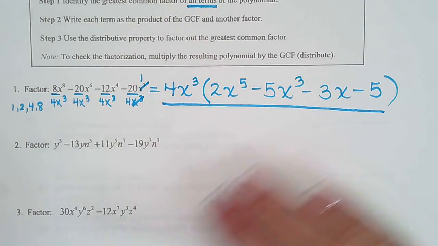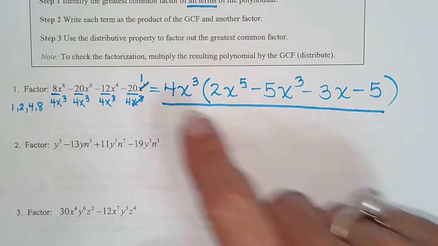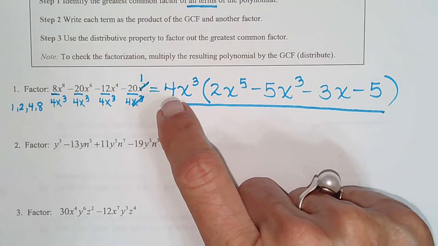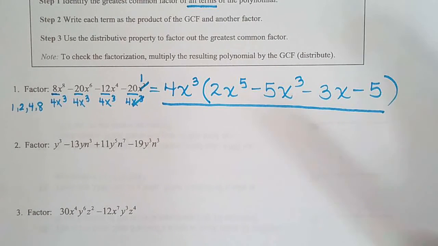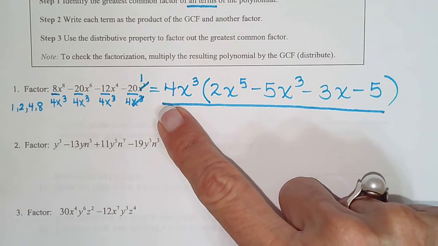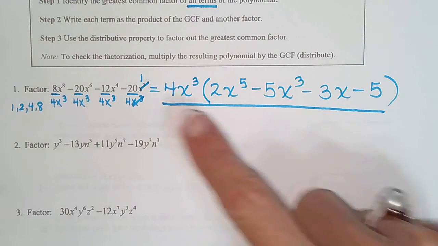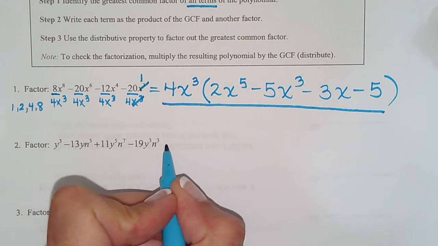And before you box it or underline it as your answer, you should make sure nothing's common, because once in a while students will take a 2 out here, and then you'll have a 4, a 10, a 6, and a 10. Well, there's still something common, so that means you didn't take enough out. So if you've indeed taken out the largest possible factor, nothing should be common to the terms in parentheses. So those are 2 little things to look out for.